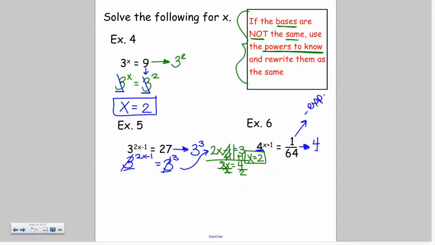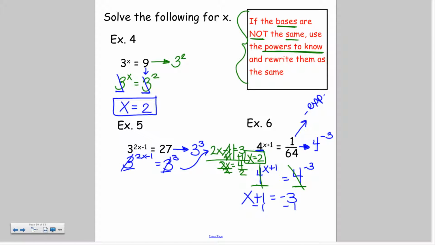So if I look, 4 to the negative 3 is what would give me 1/64. So I have 4 to the x plus 1 is equal to 4 to the negative 3. Now my bases are the same, so I can cancel them out. So I have x plus 1 is equal to negative 3. And then I'm going to solve for x.